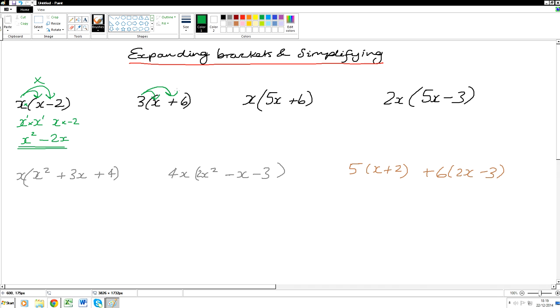Okay, we have 3 times by x and 3 times by plus 6. Let's write it down nice and slowly. 3 times by x, and we have 3 times by plus 6. Okay, let's give it a bit of a contrast there. So 3 times by x will give us what? 3x.